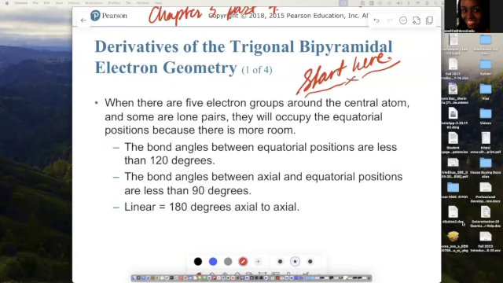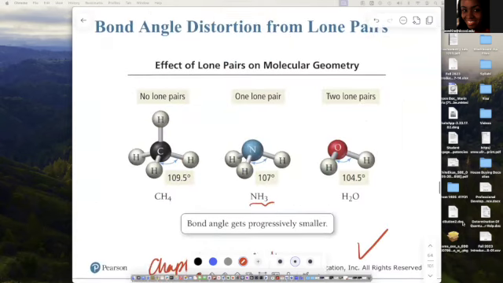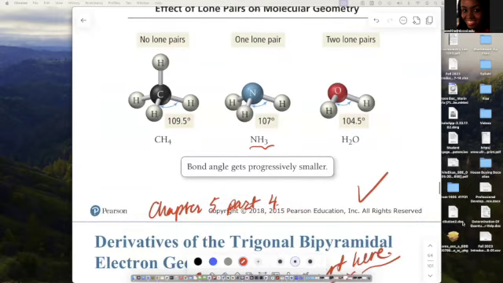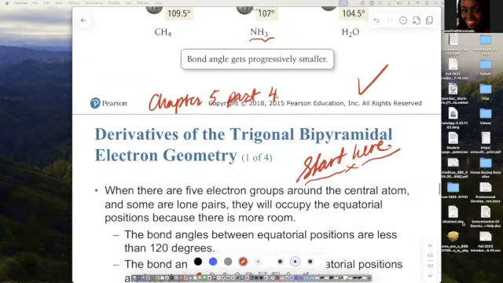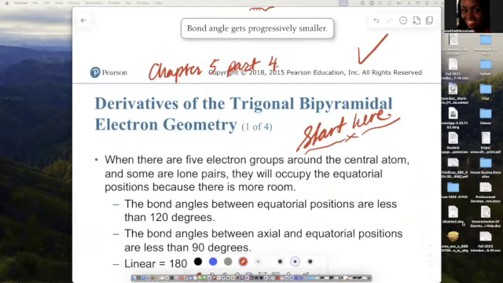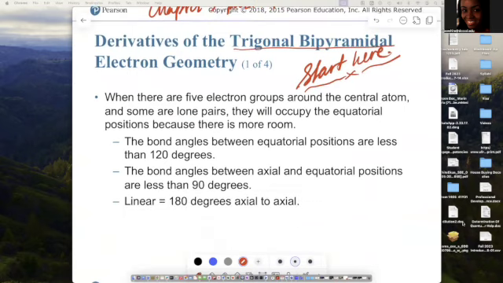So when I left off, we had just talked about the effect of the lone pairs on the molecular geometry, and we've gone through all the charts. So for right now, I'm talking about the derivatives when you have trigonal bipyramidal. In trigonal bipyramidal, once again, you have a central atom being surrounded by 5 electron groups. So it says here, when there are 5 electron groups around the central atom and some are lone pairs, they will occupy the equatorial positions because there's more room.